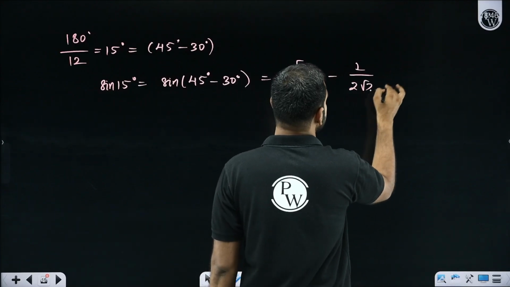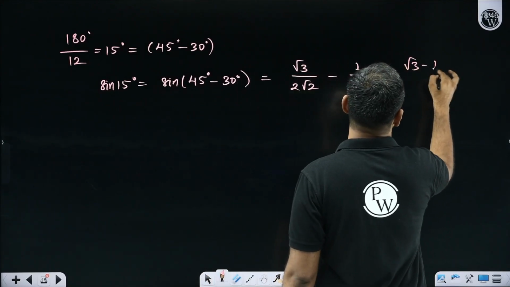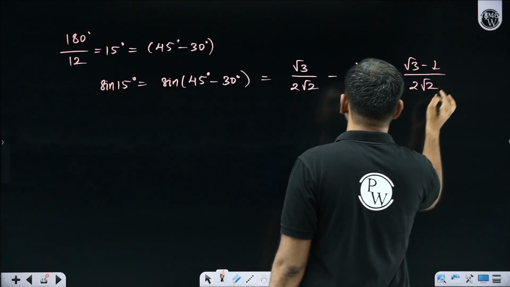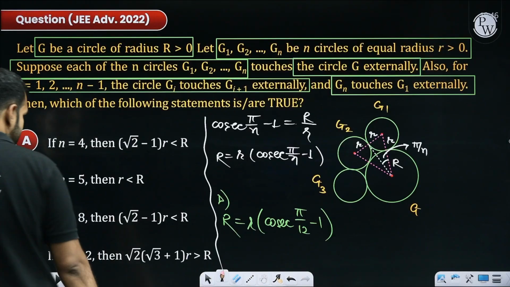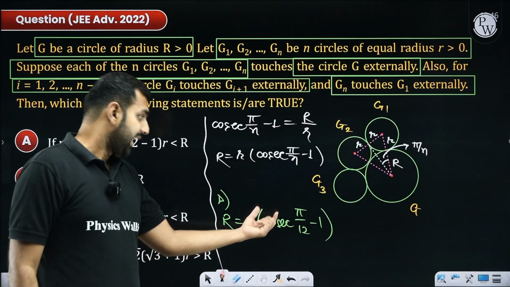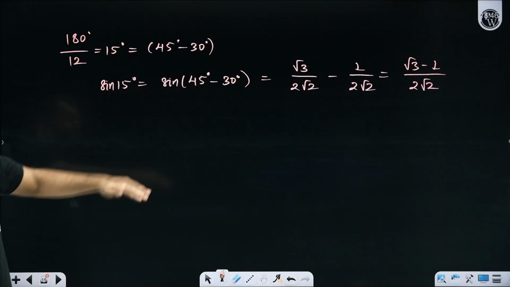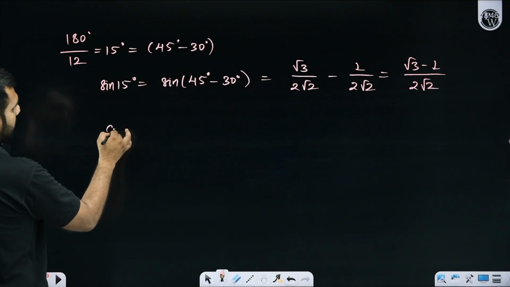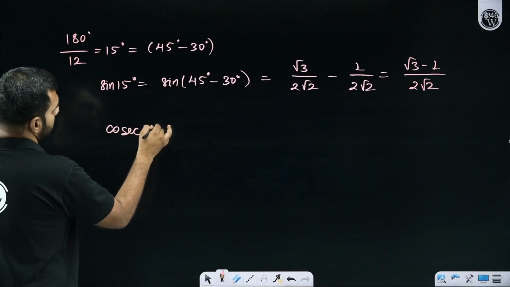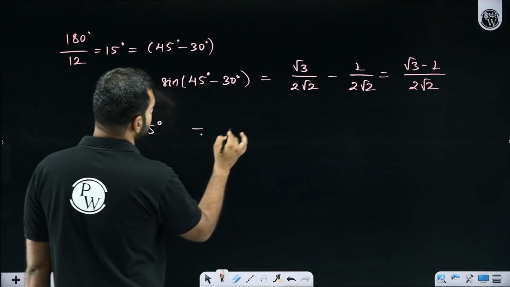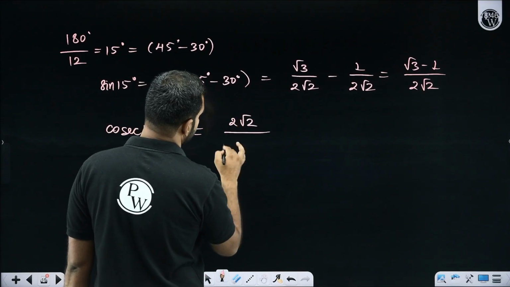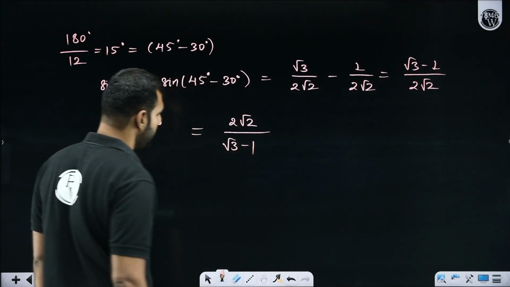So I hope you are getting it. It will be root 3 minus 1 by 2 root 2. So that we have received as the value of sine(pi/12). The reciprocal of it will be 2 root 2 by root 3 minus 1. So if I were to ask you cosec 15 degrees, you would have said, sir, it will be 2 root 2 divided by root 3 minus 1. Everyone comfortable with that?